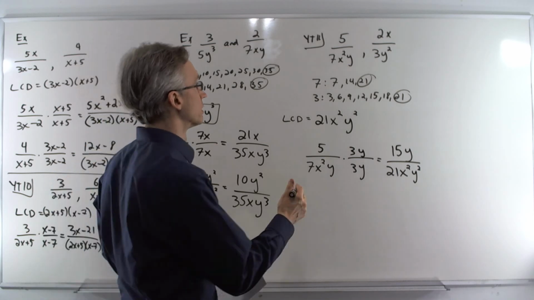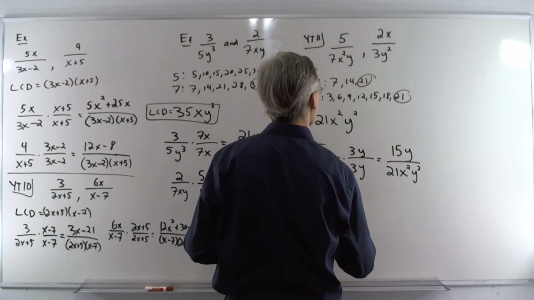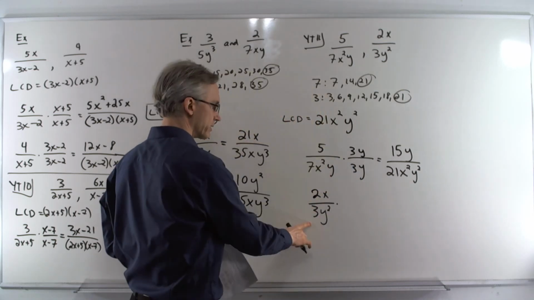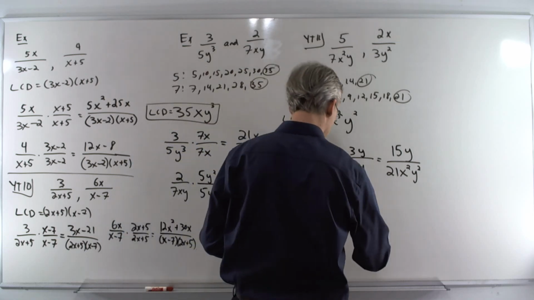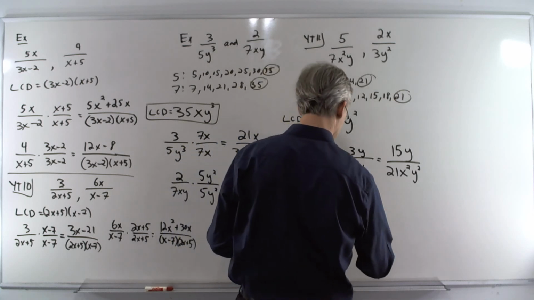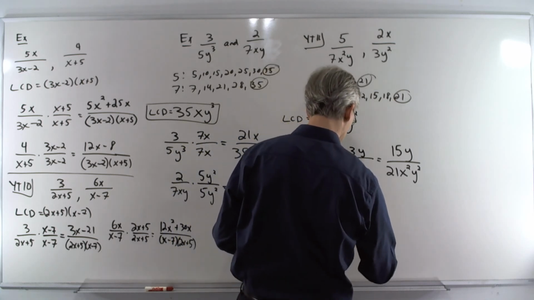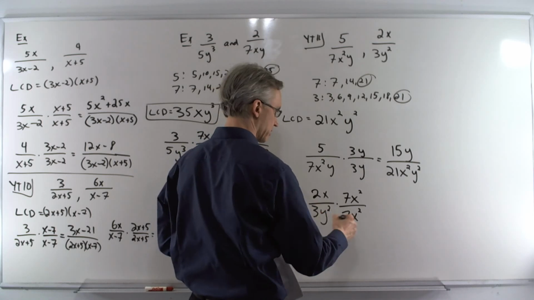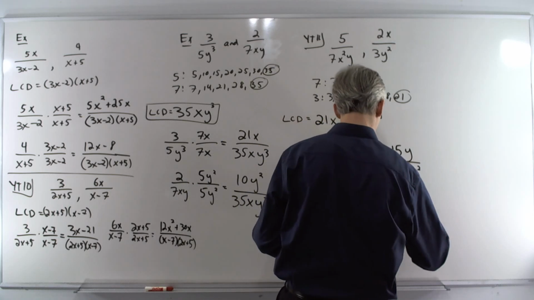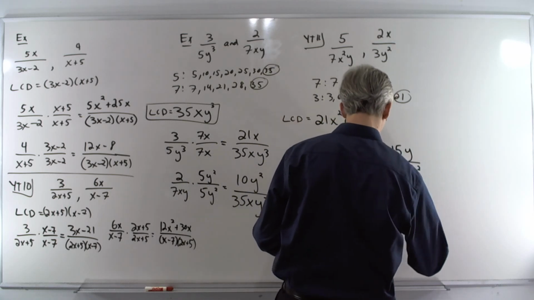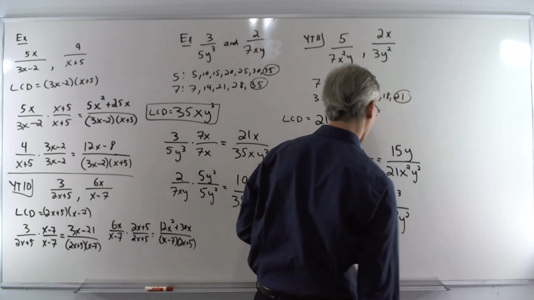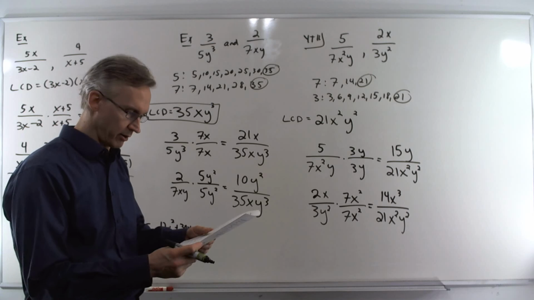Now, second fraction. 2x over 3y squared. Take the LCD, divide by the denominator. 21 divided by 3 is 7. x squared divided by 1 is x squared, so we'll keep that. And then y squared divided by y squared, those cancel. So we're multiplying by 7x squared. All right, multiplying across, we get 14x to the third power divided by 21x squared y squared. So there's our two fractions with the same denominator.